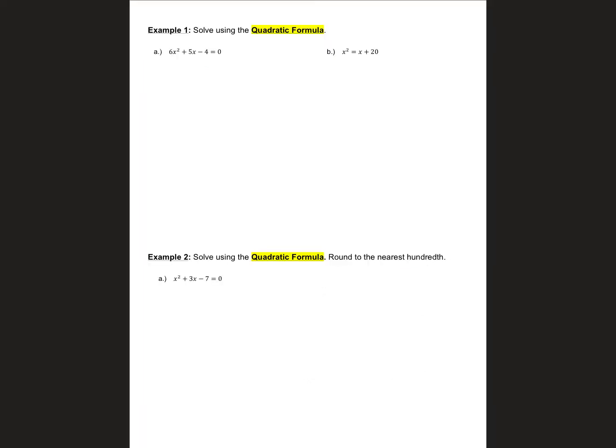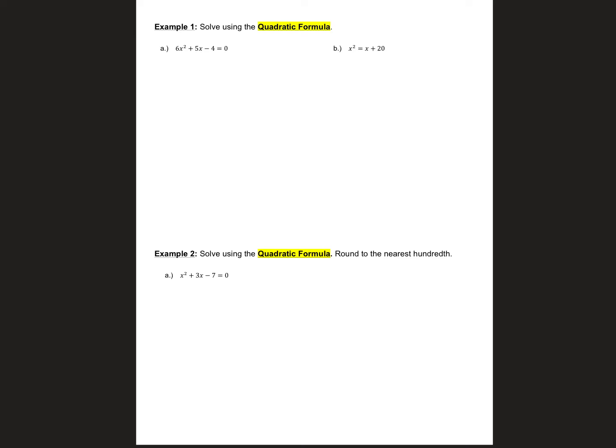Okay, example 1a is 6x squared plus 5x minus 4. So that means that a is 6, b is 5, and c is negative 4. And we're going to use the quadratic formula, which is negative b, so negative 5, plus or minus the square root of b squared. If you put everything underneath the square root in parentheses, you can just use your calculators from there. So b squared minus 4 times a times c. Every variable I replaced with parentheses, all over 2a.